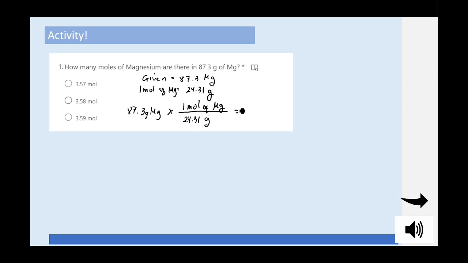So you just divide, 87.3 divided by 24.31. So we will get an answer of what? What is your answer, class? You get 3.59 moles of magnesium. Now let's proceed.